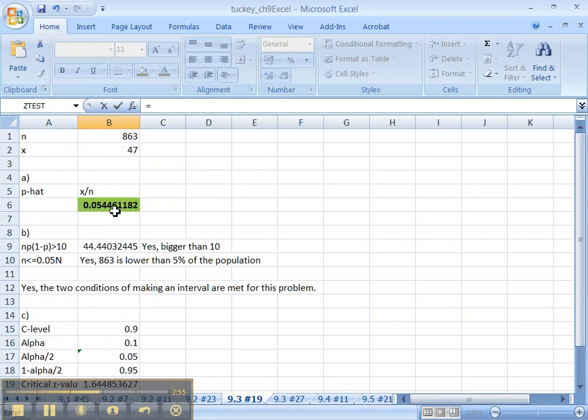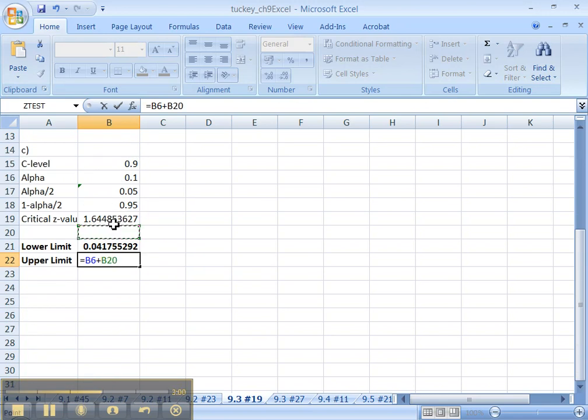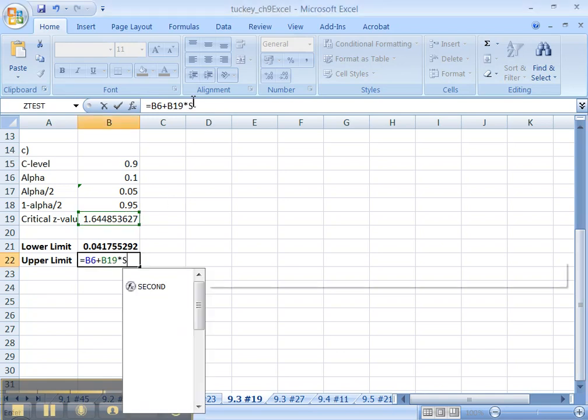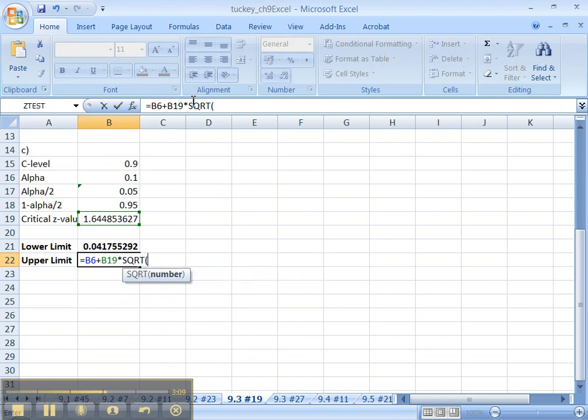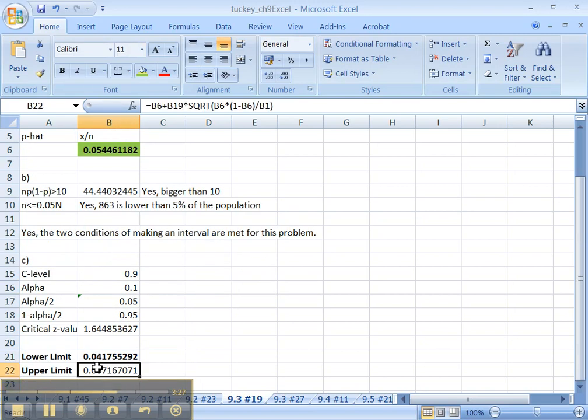P hat plus z. Times the square root, and then p hat, times, don't forget that times or it'll be wrong, 1 minus that p hat again, close that parenthesis, divided by n, which is that cell right there. Whew, what a lot of work.